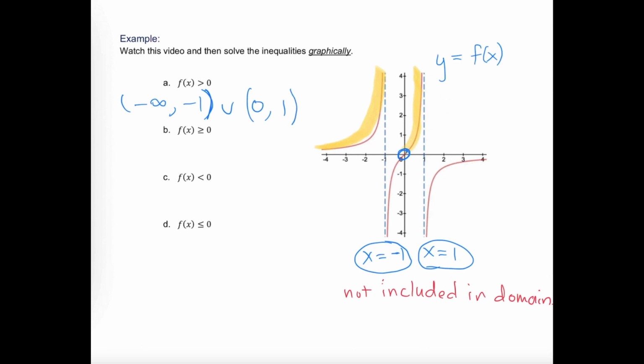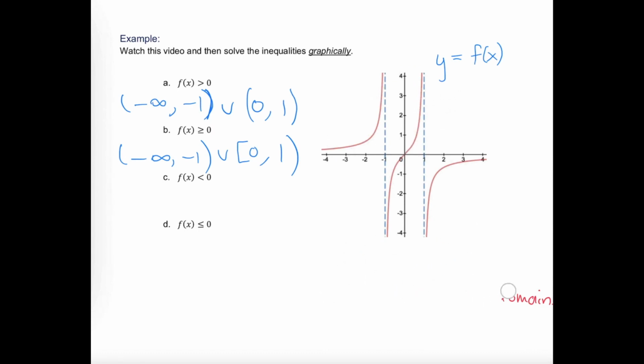Now, if f of x is allowed to be 0, then it does change our solution interval slightly, but we're going to say from -infinity to -1. -1 is still not included because it's not in the domain. The only thing that is now included is going to be the 0 because y is 0 at 0. But again, positive 1 is not part of the domain, so that is not going to be part of the solution set.